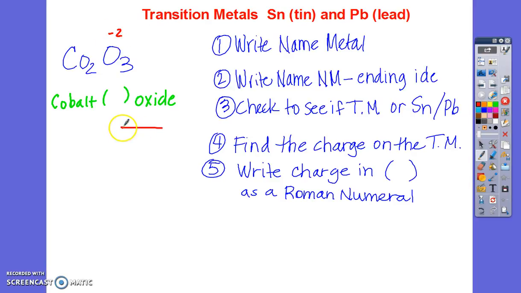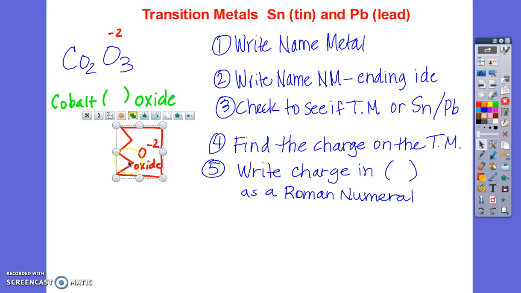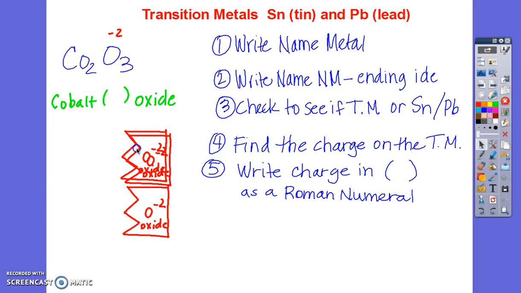So if I had to draw an oxide puzzle piece, it would look like this, right? And it would say oxide at the bottom. Well, how many of these oxides do we have? We actually have 3 of them. How do I know that? I look at this. This told us how many when we did the puzzle piece lab. So let's copy and paste 3 of them. Okay, so you have 3 of those.